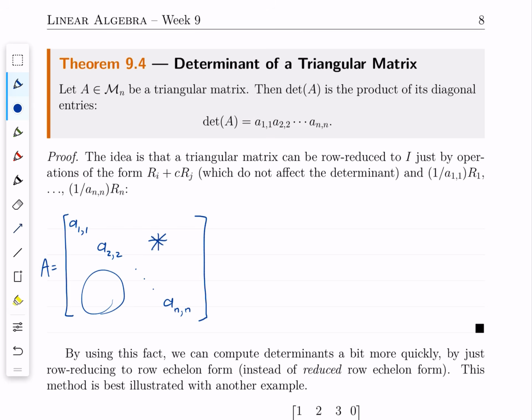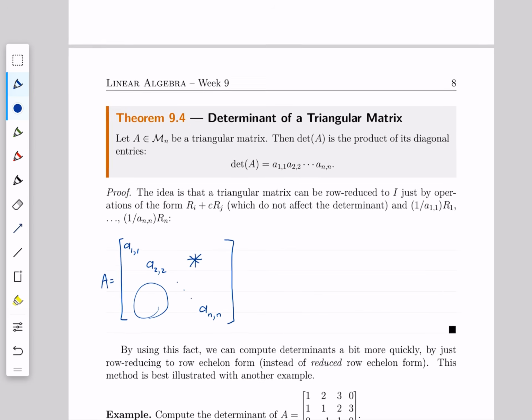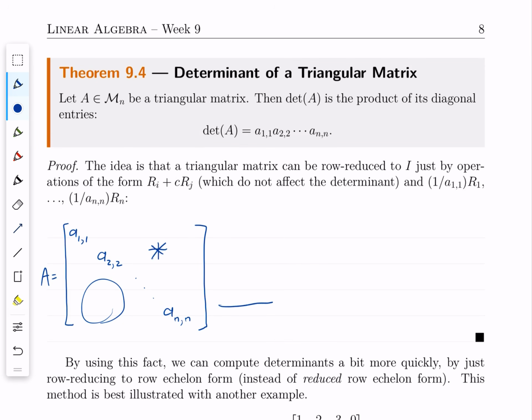And I'm going to think about how I could row reduce this down to the identity matrix, because that's what I have to do to find its determinant. To row reduce this down to the identity matrix, first off, I could scale all of those diagonal entries to be 1. This assumes a little bit that the diagonal entries are non-zero. I'll talk about that in a second, though; for the most part, this is okay. So I could do 1 over A11 times row 1, and then 1 over A22 times row 2, down to 1 over ANN times row n.